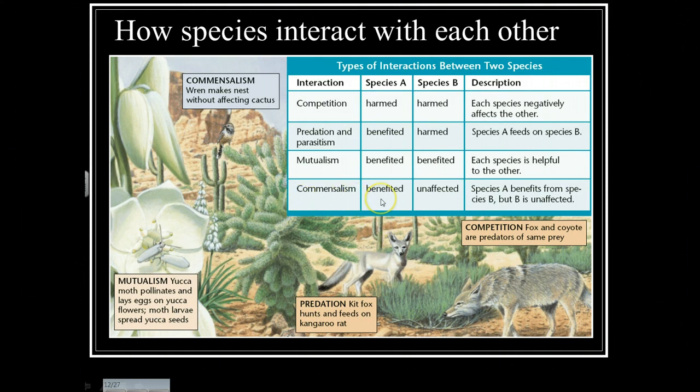Commensalism: one species benefits, one species gets something from this relationship. The other species is not even affected by it. For example, they show you the picture here of the bird, the wren, making its nest, and it doesn't have any effect on the cactus.